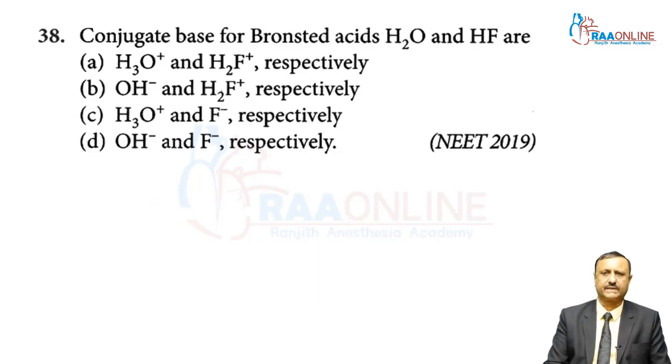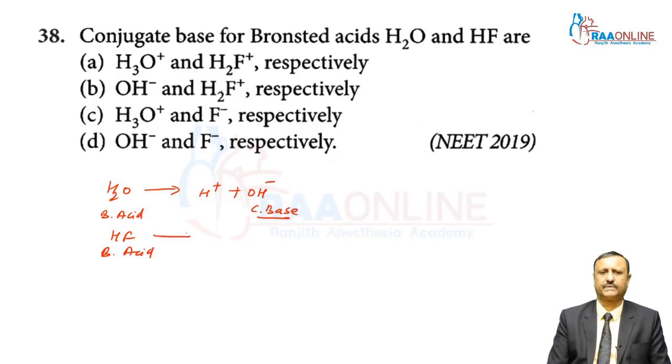Now my dear students, we can go to question number 38. Conjugate base for Bronsted acid, water and HF. Here you can see that water is a Bronsted acid. It gives us H plus ions and forms OH minus ions. It is a Bronsted base for this acid. Now we can see here HF. HF is the Bronsted acid. It gives us H plus ions and forms F minus ions. My dear students, it's a Bronsted base.